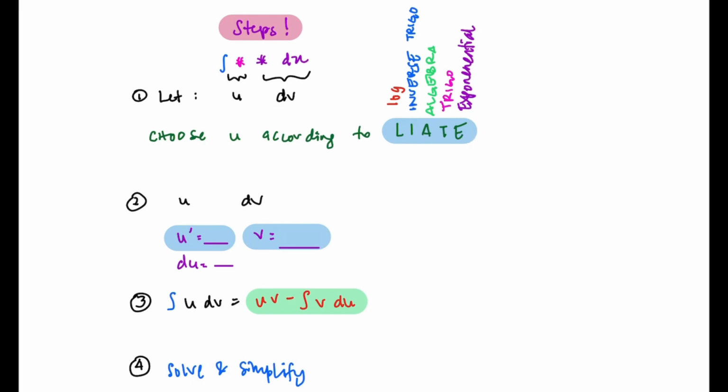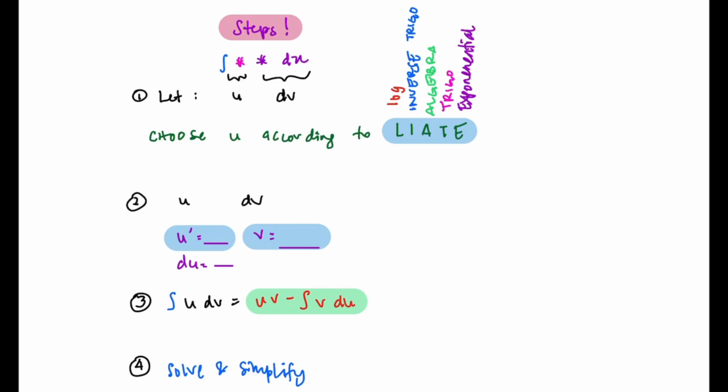So let's focus on choosing u, so that the rest of them should be dv. The u should be the one that comes first in LIATE. L stands for logarithm or ln. I stands for inverse trigo. A stands for algebra. T stands for trigo. And E stands for exponential. So whoever comes first, that function will be chosen as u, and the rest of the function will be dv. So that is step number 1.